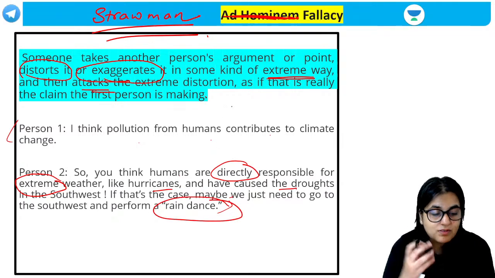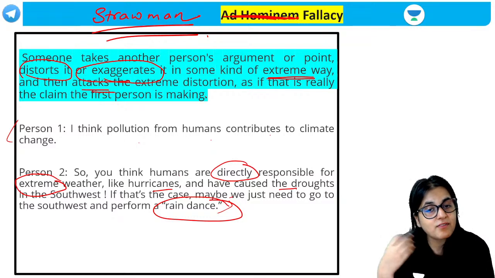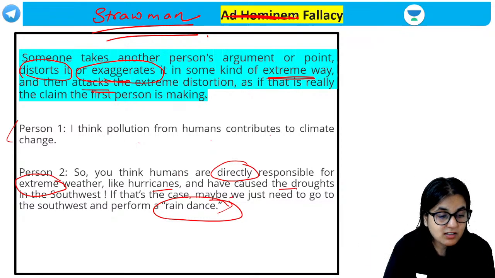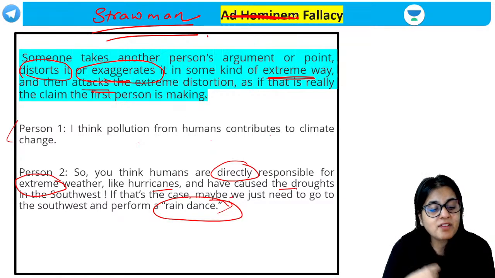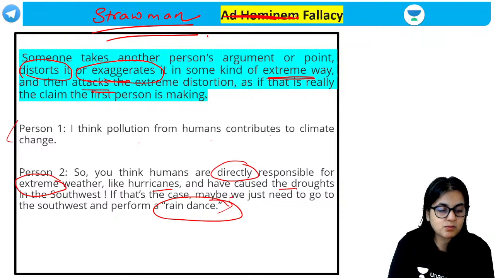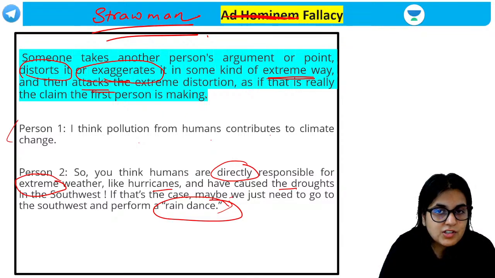So the person has not even said that. You have distorted it, you have misunderstood it, and you have exaggerated it, and you have made it into some other big issue. Okay, got it? So this is called a strawman's argument fallacy. Clear? Did all of you understand this? So ad hominem is a personal attack. Strawman is just remember mountain out of a molehill. Exaggeration and distortion.